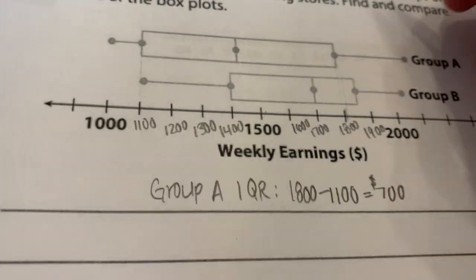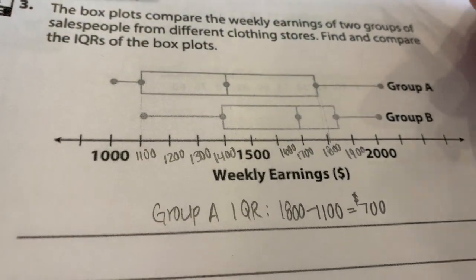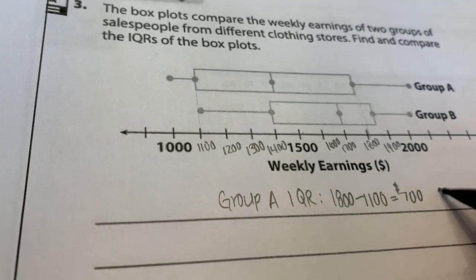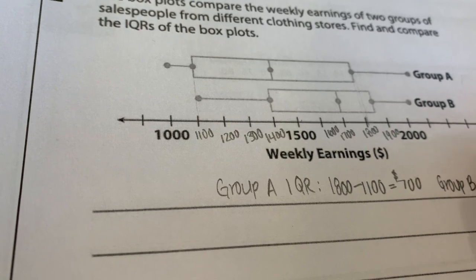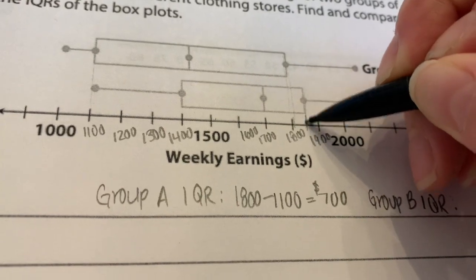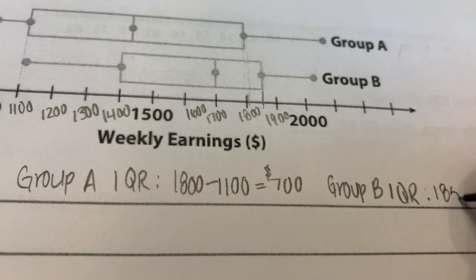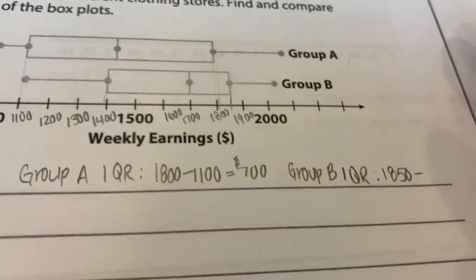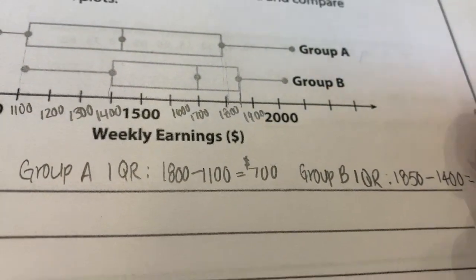So, remember, this is the weekly earnings. That's why I'm putting a dollar sign. So, for Group A, the interquartile range is about $700. And Group B, we're going to talk about what it actually means in a second. The Group B upper quartile is halfway between 1,800 and 1,900. So, that's 1,850. And the lower quartile is 1,400. So that is 450.